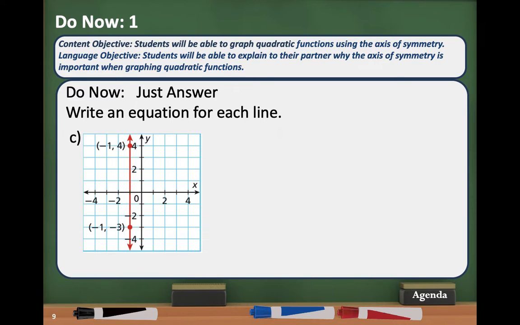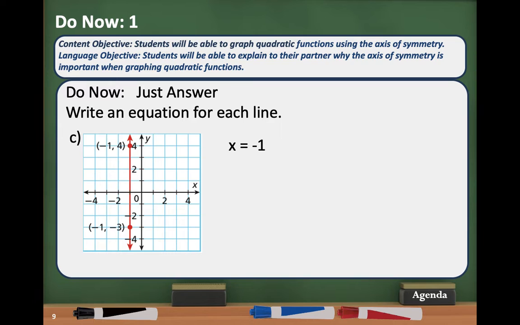Well, it's vertical. Pause it. Pause me. Don't keep listening to me. Okay, hopefully you paused me and you're back. So we just look at it. It has no y-intercept. It has an undefined slope. But we do see that it goes through the x-coordinate, negative 1. So that's the equation. I know, super simple.